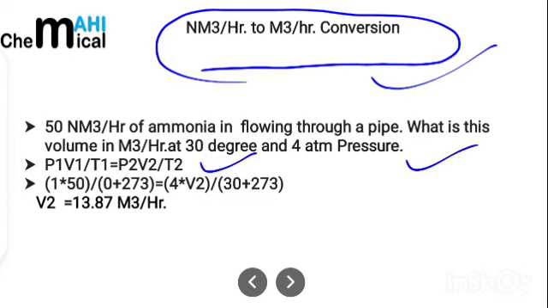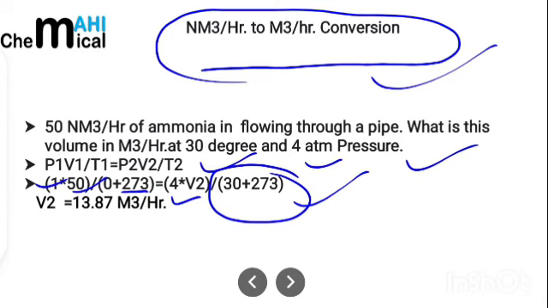In case of Nm³ pressure is 1, so we have taken 1. 50 Nm³ is 50 and temperature is 0, so 0 plus 273. And the other condition where we have to find m³ per hour is given to us. Pressure is 4, so that we are taking 4. V2 we have to calculate, and temperature is given as 30 degrees, so that we have taken as 30 plus basically 273. So the volume that we are getting here is V2 is equal to 13.87 m³ per hour.